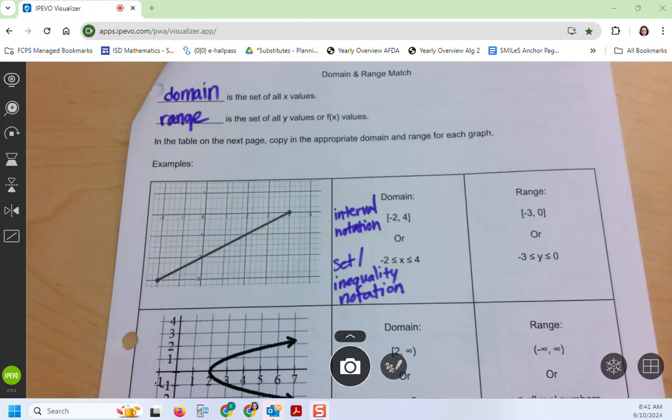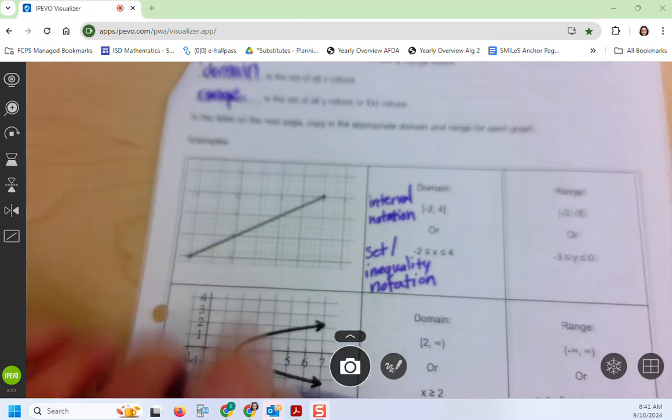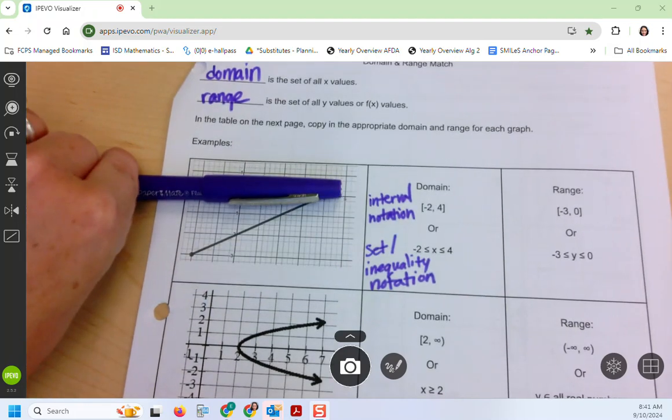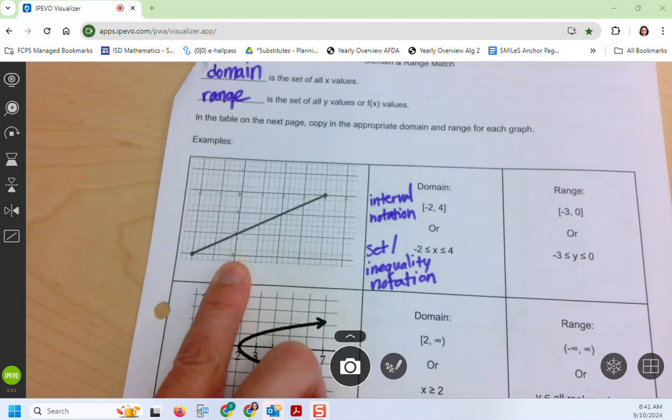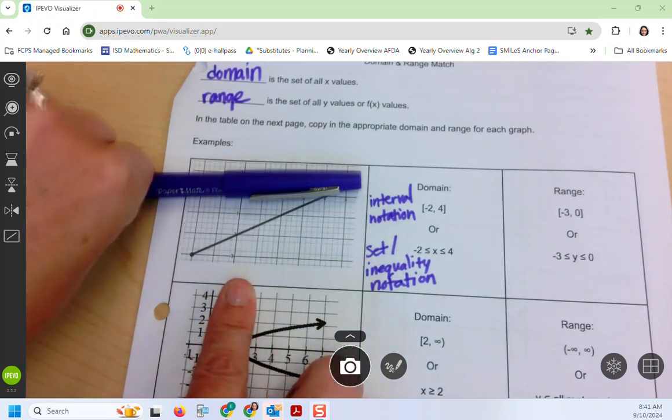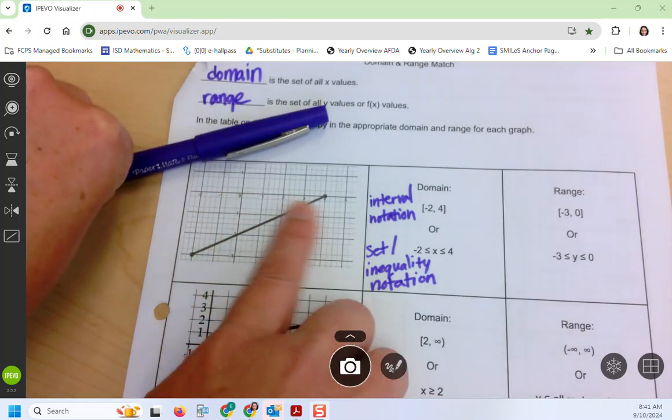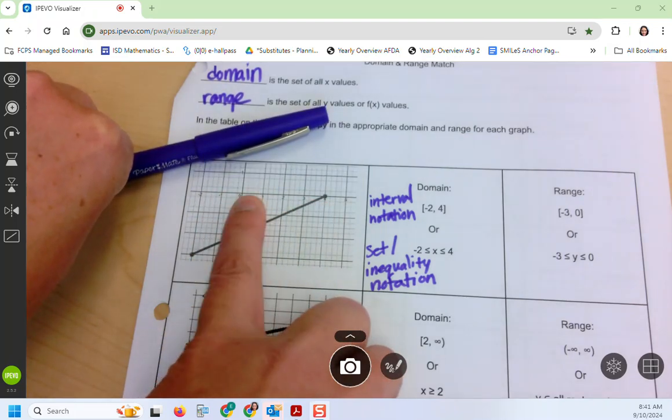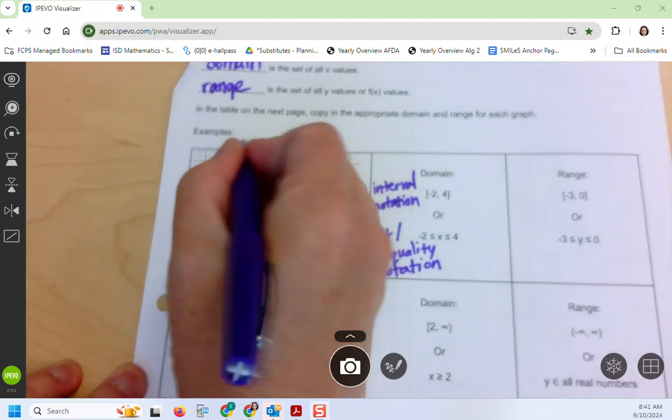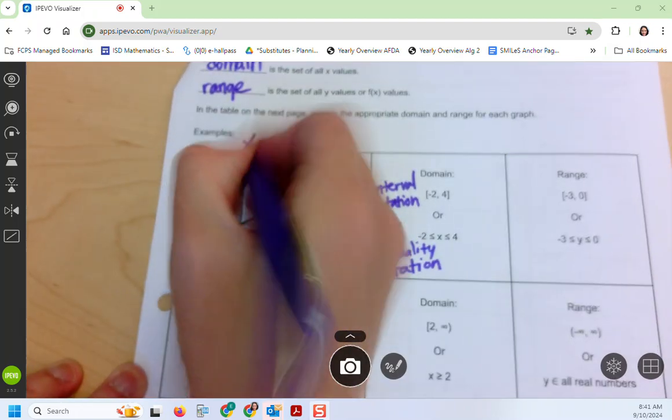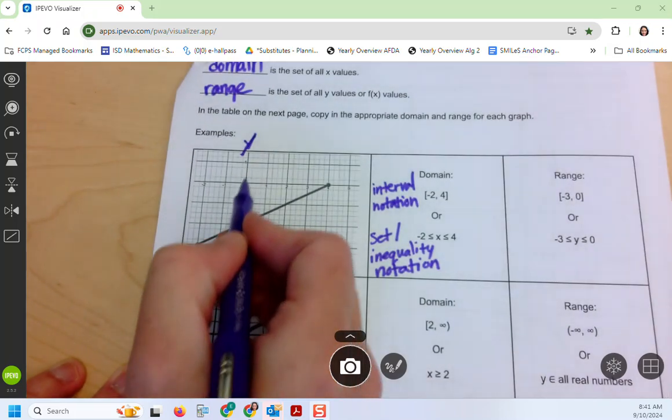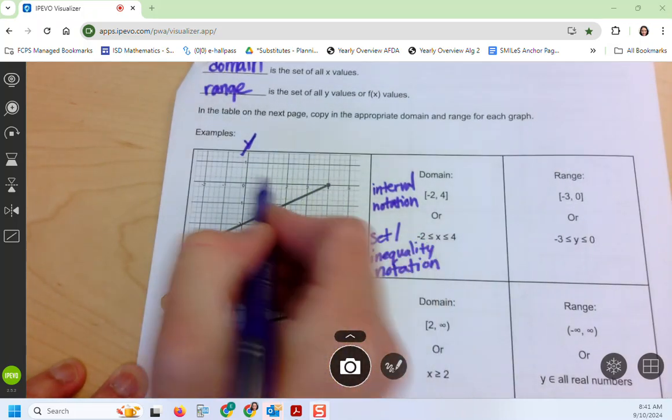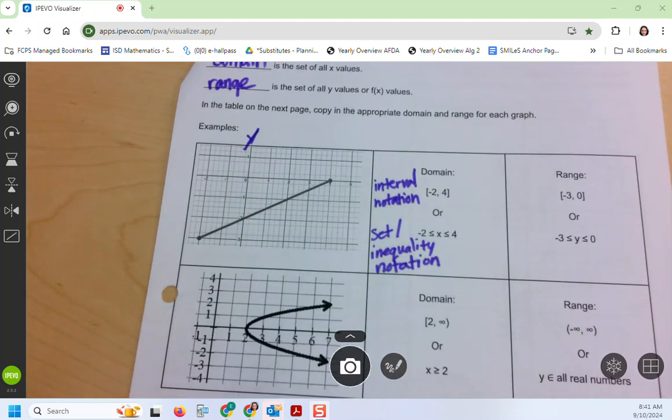Okay. Your range is the y values. You read your y values from the bottom to the top. So on the very bottom, my smallest y value is -3. And then when I go to the top, my largest y value is 0. So remember, we're just looking at the y's right now. Smallest y value is -3. Go to the top. My biggest y value is 0. What questions do you have on that?